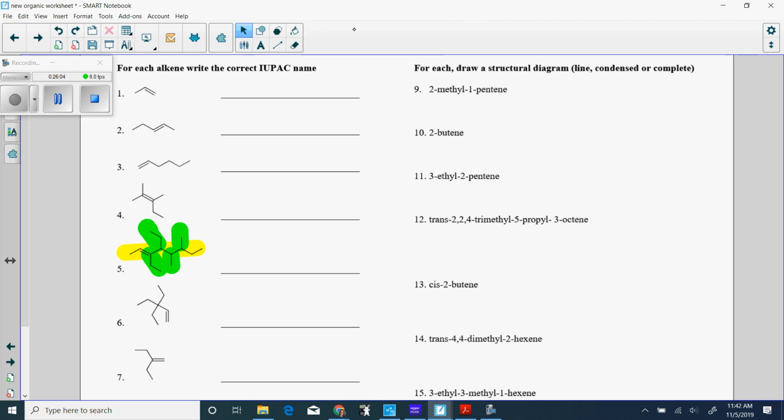Okay, watch how I count. 1, 2 for the double bond. This double bond is off of carbon 2. It's like after carbon 2. So 1, 2, 3, 4, 5, 6, 7, 8. That's all right. 1, 2, 3. So this is going to be better because 2 is smaller than 3. So I'm going to count forward. 2 is smaller than 3.